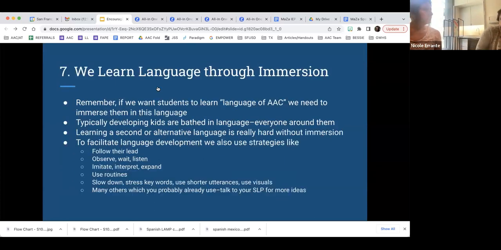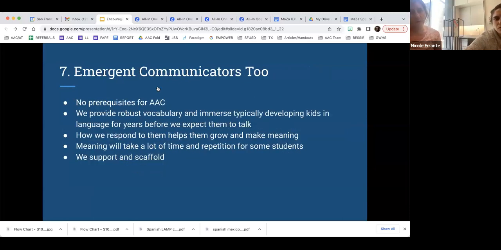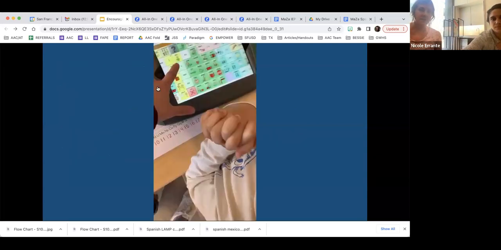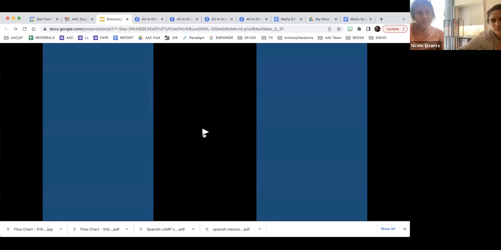We kind of already talked about this. This slide is the aided language modeling we were talking about. It's important to touch on: there are no prerequisites for AAC. Anybody can use AAC. There are no skills you need to have. Everybody should have access to language. Even if it takes years, even if someone hasn't responded using their AAC for a long time, doesn't mean they won't use it.